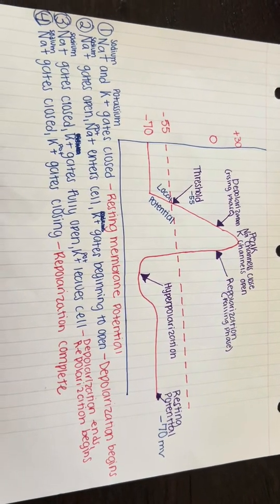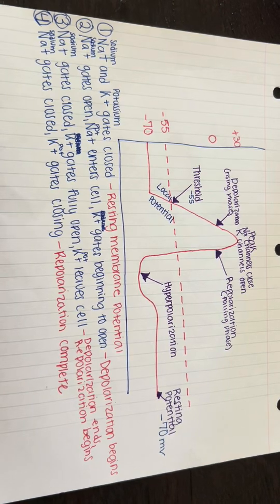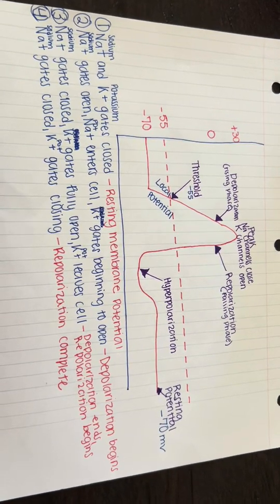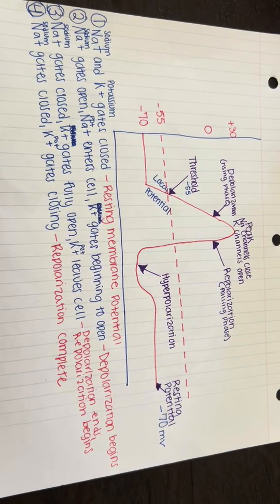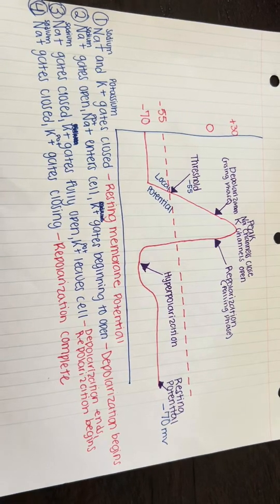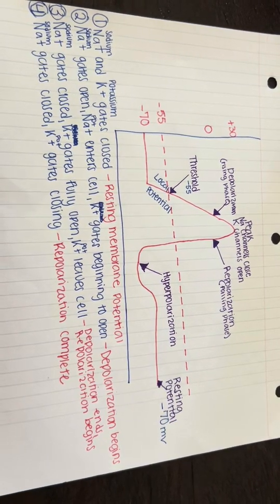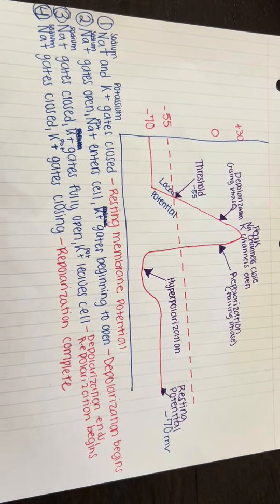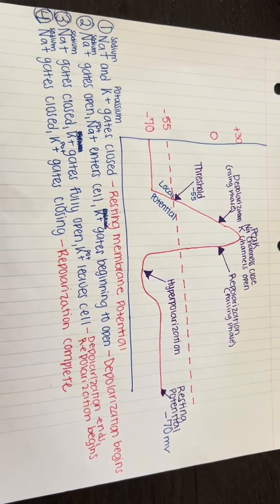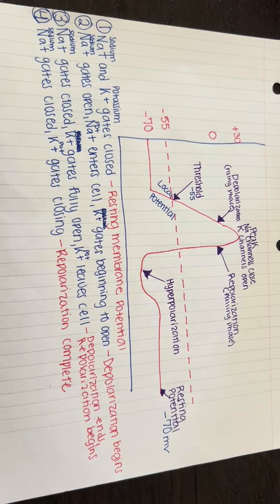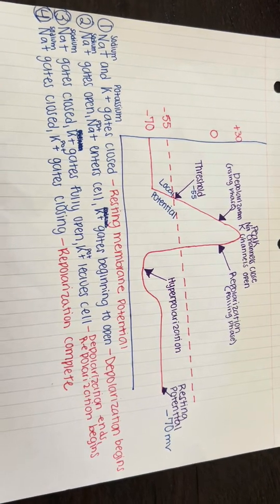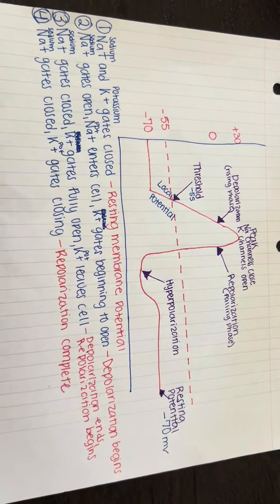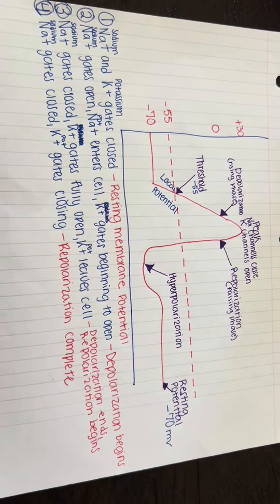Number 3, sodium gates close and potassium gates fully open. The potassium leaves the cells. Depolarization ends and repolarization begins, which is the start of the falling phase. Sodium gates closed for number 4, and potassium gates are also closing, which means repolarization is complete.